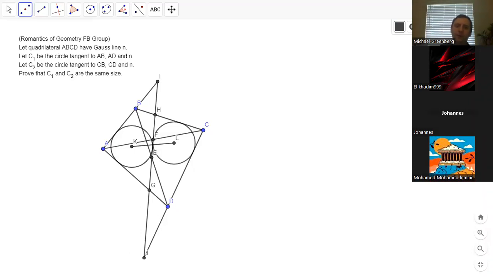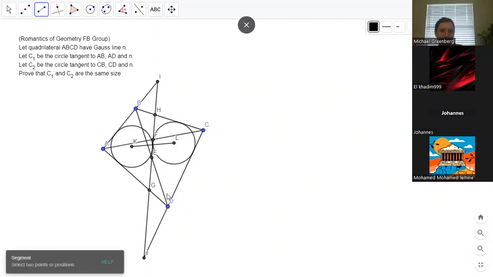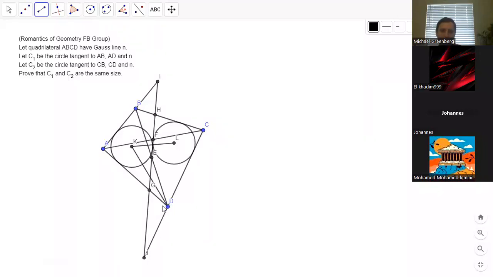Yeah, I don't think it would help that much to use that area is radius times semi-perimeter. Maybe we could try something similar to what we did on the other problems. So we know DK and DL. Well, see DK, yeah, those aren't angle bisectors. That's the problem. So it's not going to be as simple as it was before.